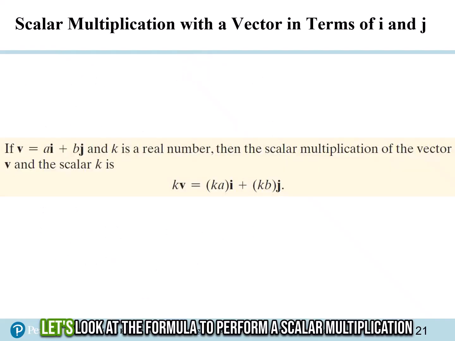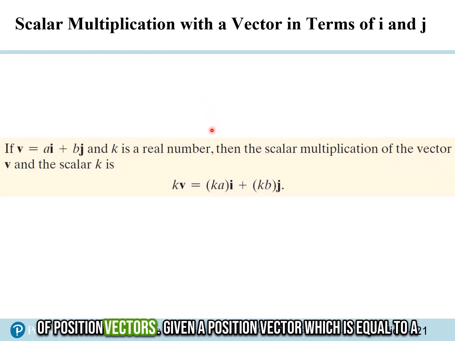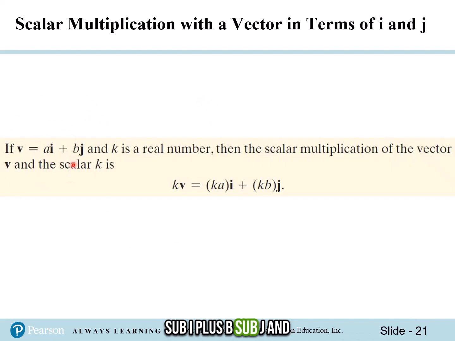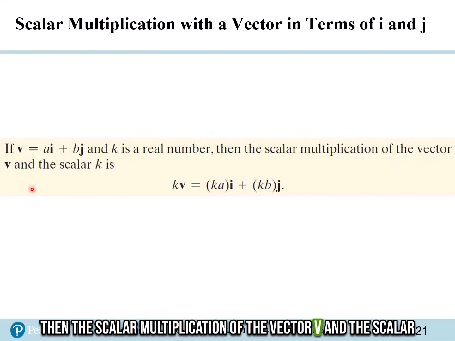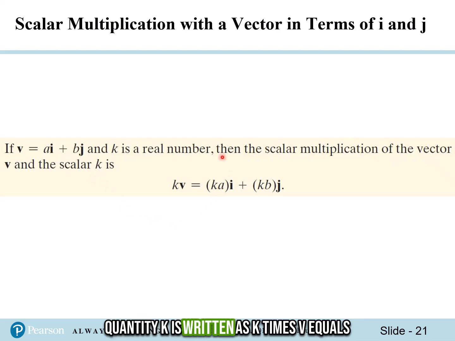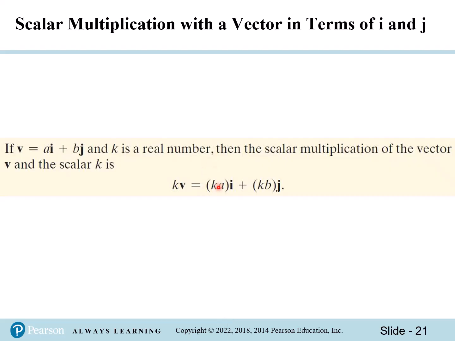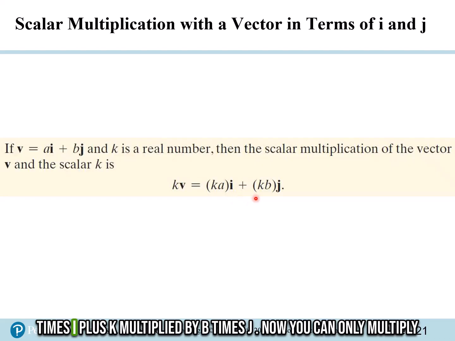All right? Let's look at the formula to perform a scalar multiplication of position vectors. Given a position vector v equal to a sub 1 i plus b sub 1 j and a real number denoted by the letter k, where k will be a scalar quantity, then the scalar multiplication of the vector v and the scalar quantity k is written as k times v equals k times a times i plus k multiplied by b times j.